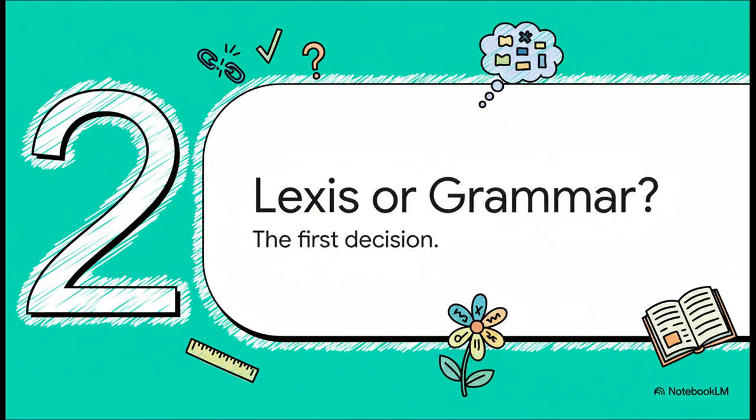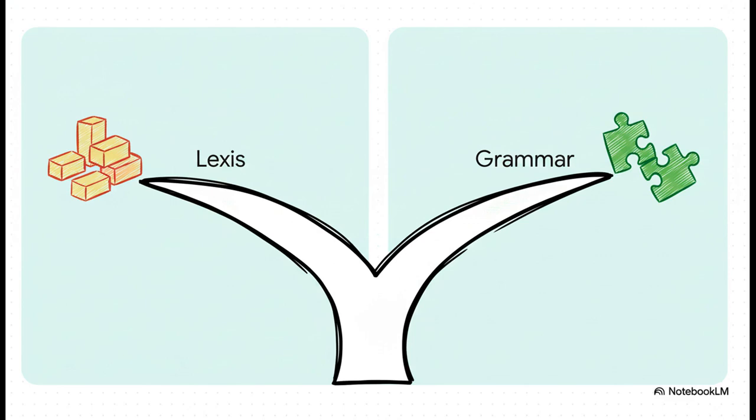Well, before you even think about planning a lesson, you have to choose a path. Are you going to focus on the words themselves or the rules that hold all those words together? Think of it like this. On one side, you've got lexis. That's just the fancy word for all the vocabulary, the words, the phrases, the building blocks. And on the other side, you've got grammar. That's the architecture, the blueprint for how all those blocks fit together. Your very first job is to decide which of these two areas needs your attention the most.